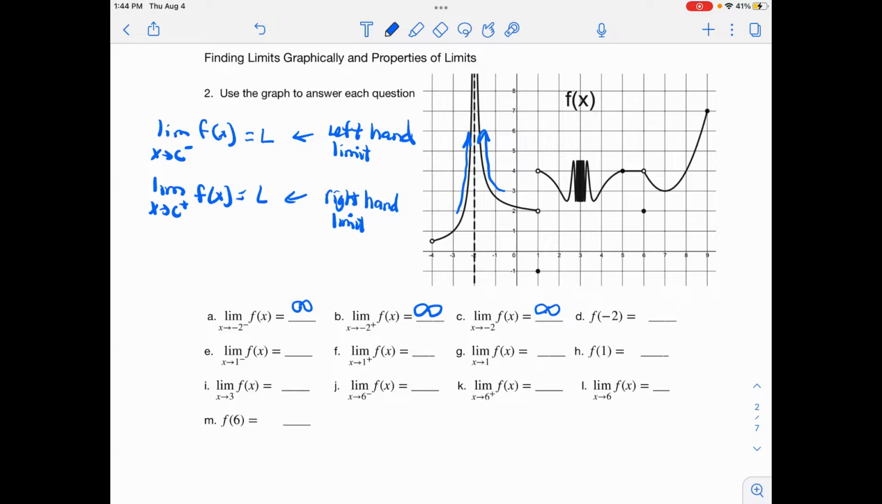Then, what is the function value? This one's saying, what is the actual function value at -2? Well, there's an asymptote there. So this is undefined at that point. Our function does not exist at that point, it's undefined.